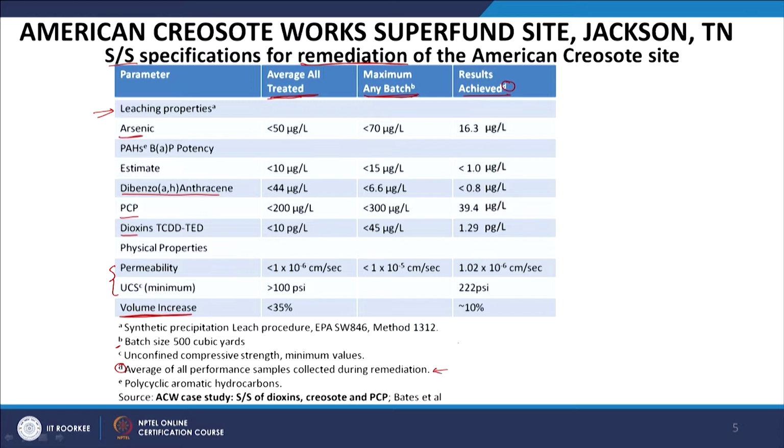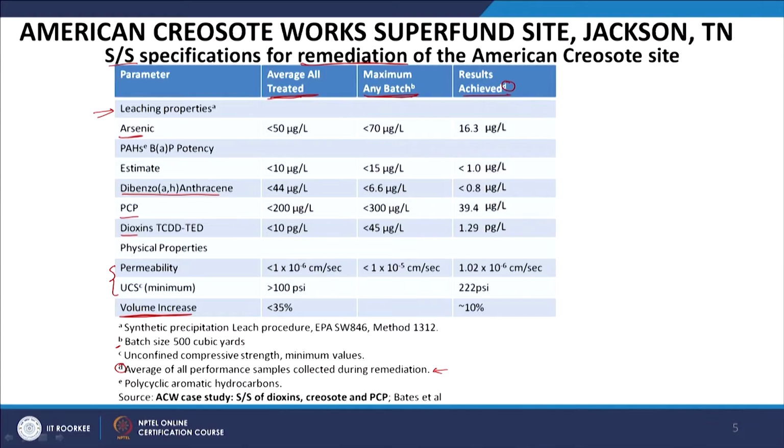Again, this is the average, but of all the performance samples related to performance, they took multiple samples, and when they say results achieved, it is the average of all those relevant samples, right. So, let us look at the leaching properties first. Again, the average is somewhere out here, 50 micrograms per liter, maximum slightly higher though, right.